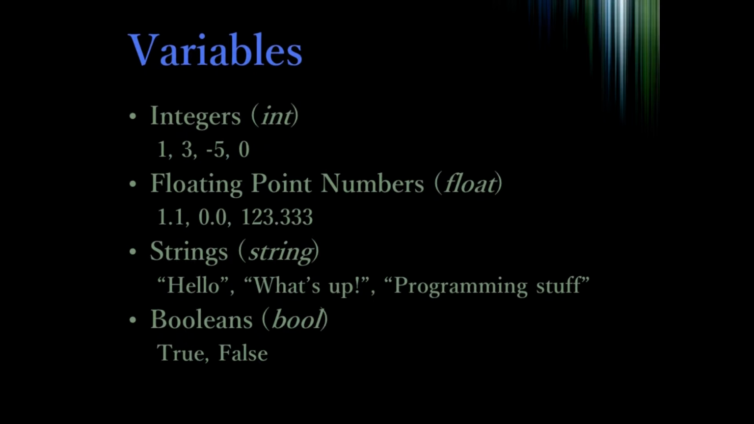The four most common types that you'll come across in any programming language are integers, floating points, strings, and booleans. Integers are the counting numbers and negative numbers that you're used to. Floating points are often called floats, and they're any number that has a decimal point in it. Strings are a list of letters that are used for printing messages onto the screen and things along that nature. And booleans, which are sometimes called bools, are variables that only have two values, either true or false.